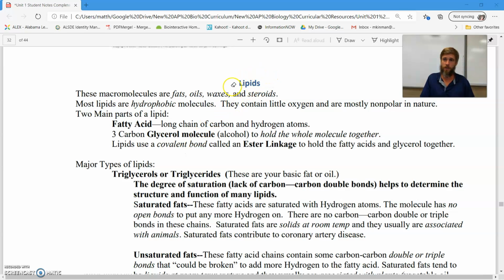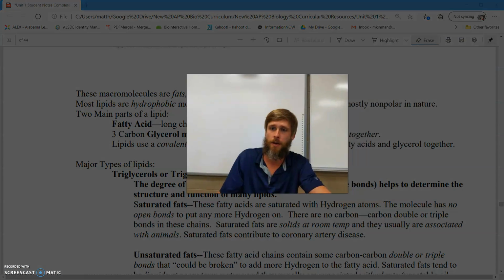Now, your next source of energy are lipids. If you're someone who does not eat carbohydrates because you want to burn fat, then what you're doing is you're breaking down your body's lipid storage. These macromolecules are fats, oils, waxes, and steroids. Most lipids are hydrophobic molecules. They contain little oxygen and are mostly nonpolar in nature. So what does that mean? Well, let's look at my little example here.